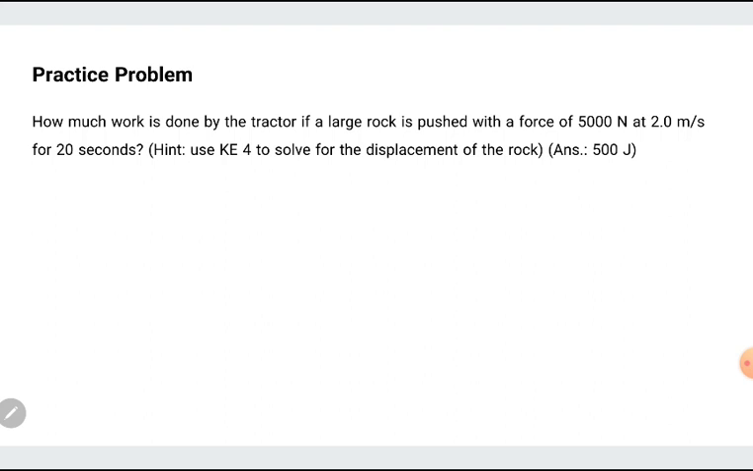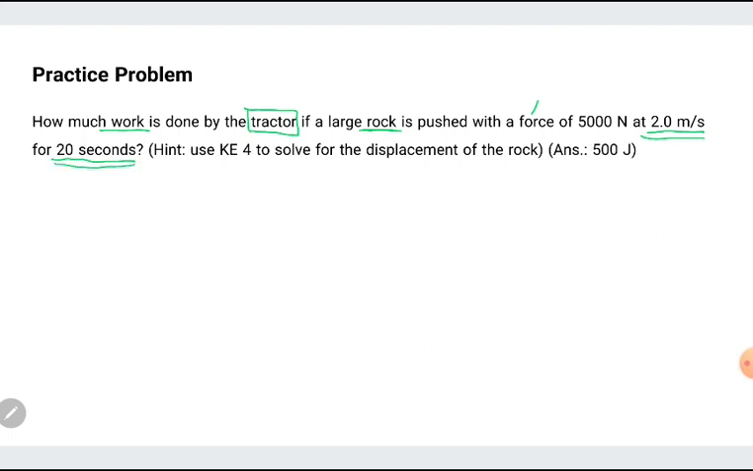Okay, next one. Again, we are asked about the work done, this time by a tractor. The object of interest is a large rock with a force of 5,000 newtons. So we are given the force, at 2 meters per second. Okay, this is not acceleration. Meters per second is velocity. Curious again, we are given a velocity this time, for 2 seconds.